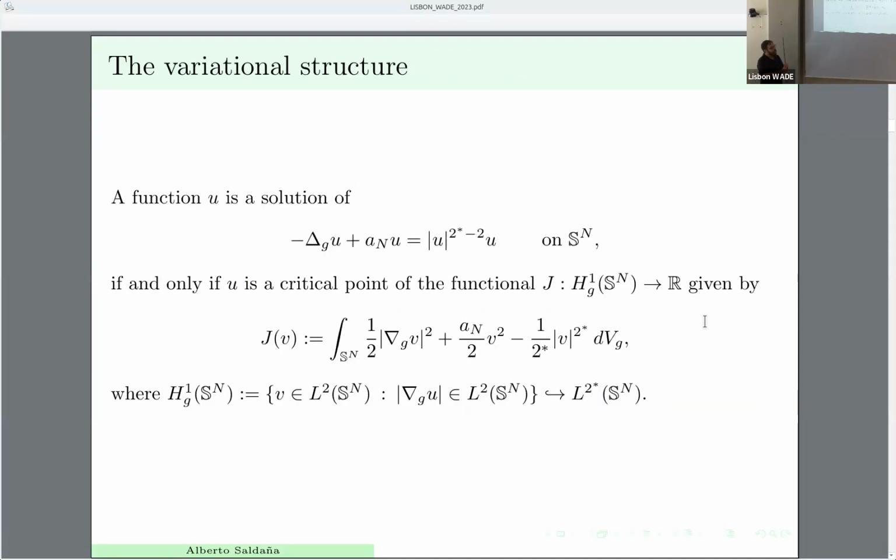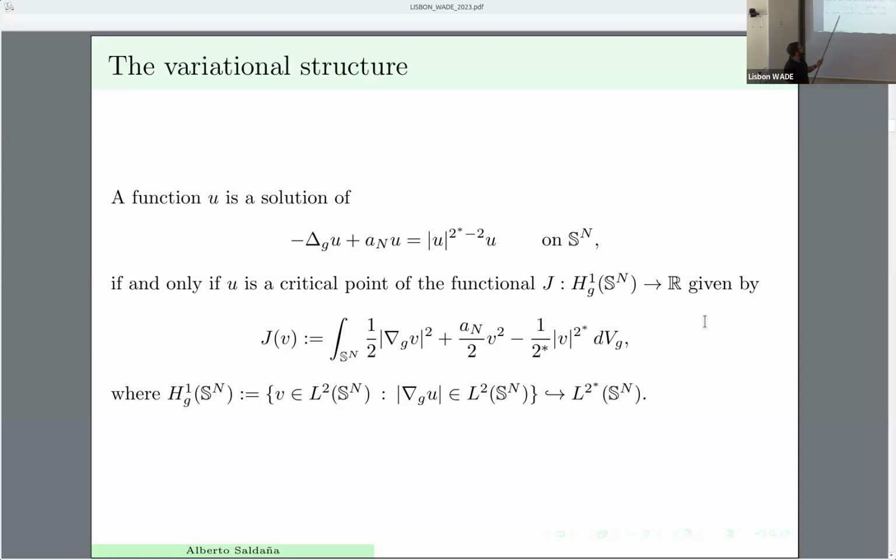So one important thing to say about this equation is that it has what is called a variational structure, meaning that we can associate an energy functional, and critical points of the functional are going to be solutions and vice versa. Solutions are going to be critical points of this functional. So in this way, working with the functional is going to characterize all the solutions of the equation. And the energy functional looks like this. So we have the L2 norm of the gradient of v, the L2 norm of v, and the L2 star norm of the function v.